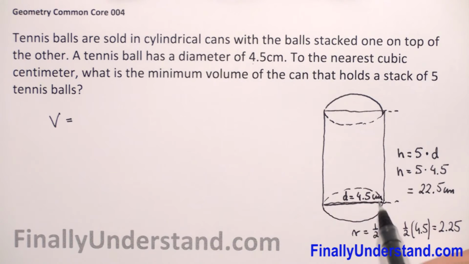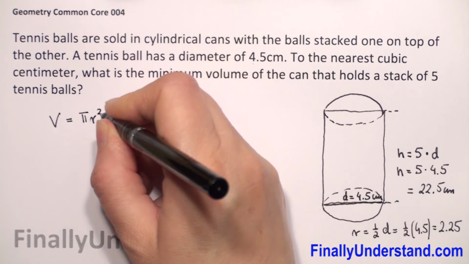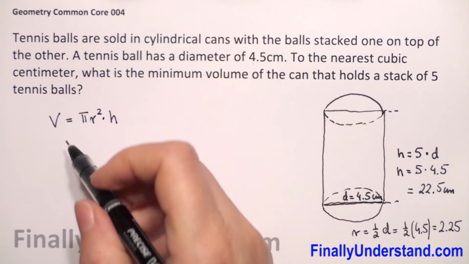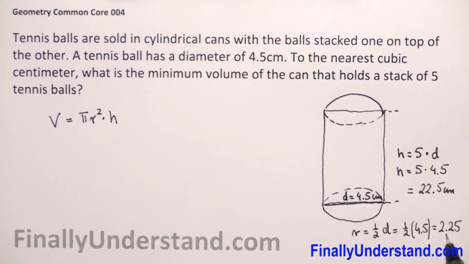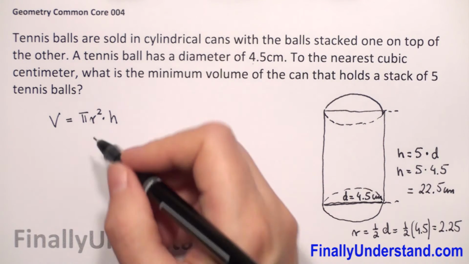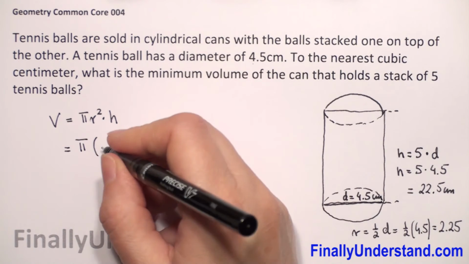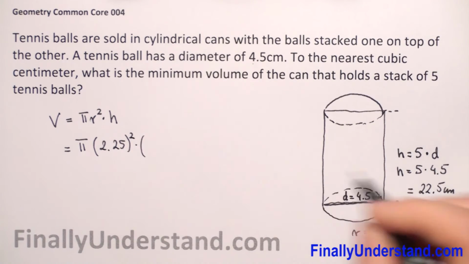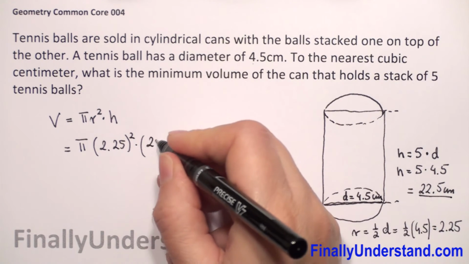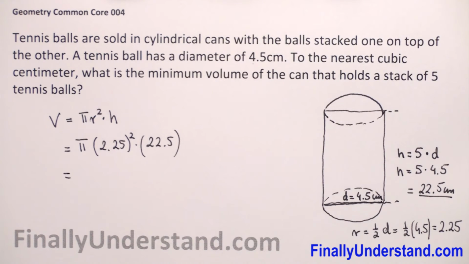The volume is the area of the base times height. The base is a circle, and the area of a circle is pi r squared. The volume is base times height. R we calculated is 2.25. H we calculated is 22.5, so we can substitute into this formula. Pi we copy. R is 2.25 to the second power times height. Height is 22.5. So now we can use the calculator.